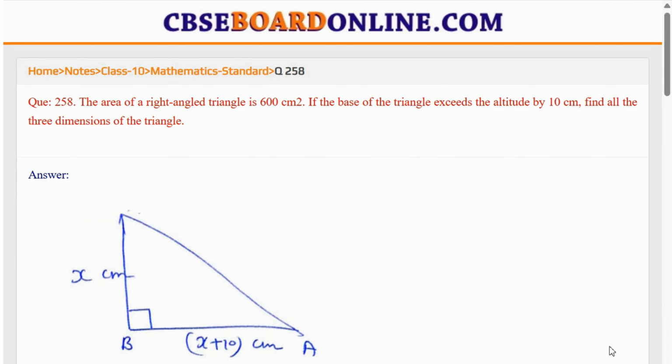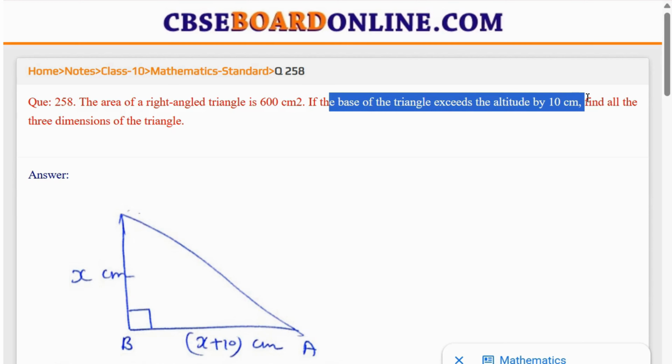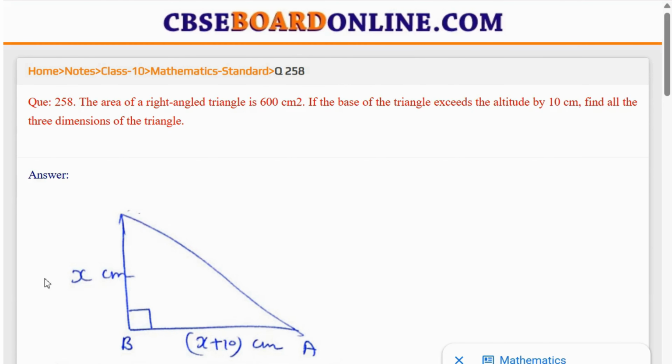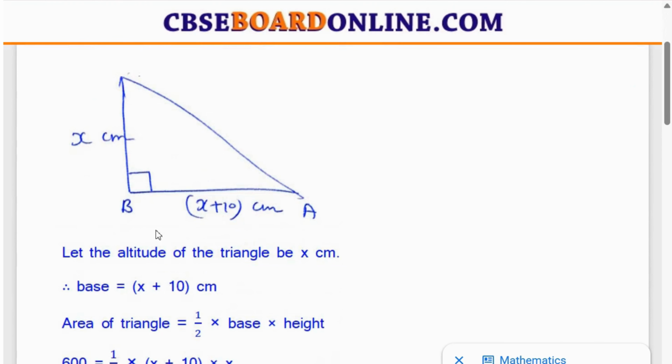Now moving forward to the next question. The area of a right angle triangle is 600 centimeters square. It is given that the base of the triangle exceeds the altitude by 10 centimeters, then find the three dimensions of the triangle. Okay, we have this right angle triangle and it is given that the base exceeds the altitude by how much? By 10 centimeters. So what did we do? Let the perpendicular be x centimeters and the base should be what? It should be x plus 10 centimeters, right?